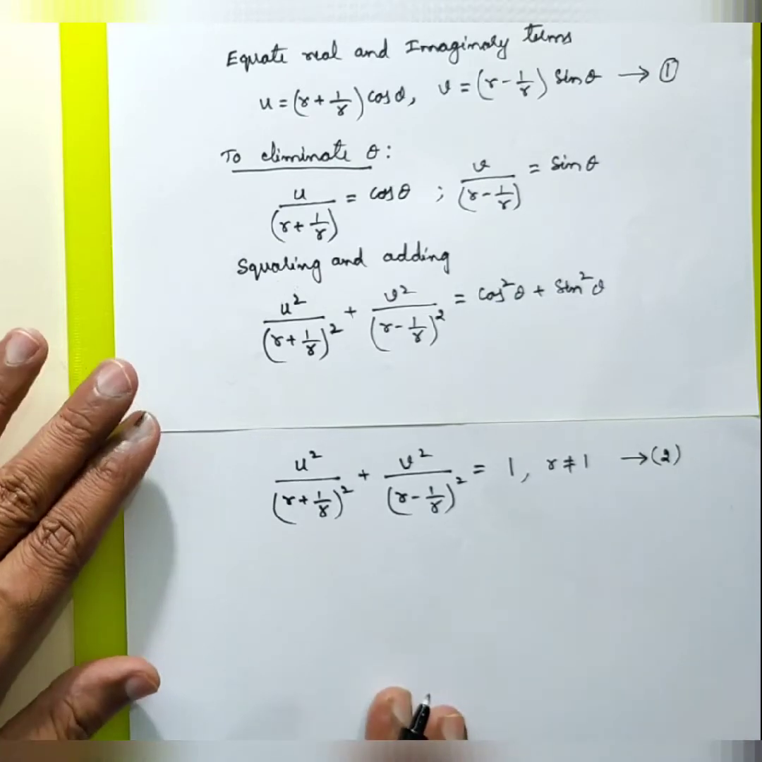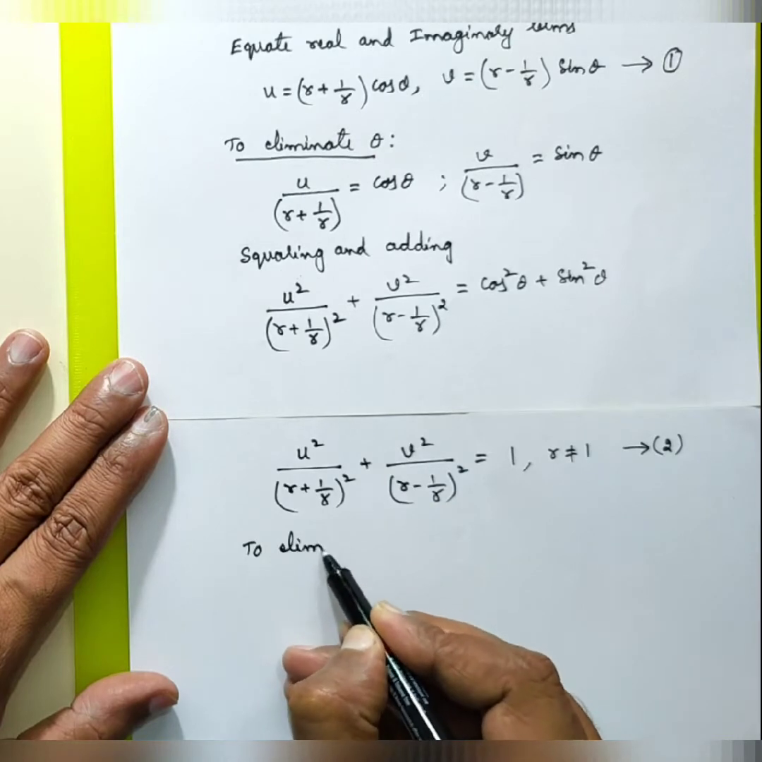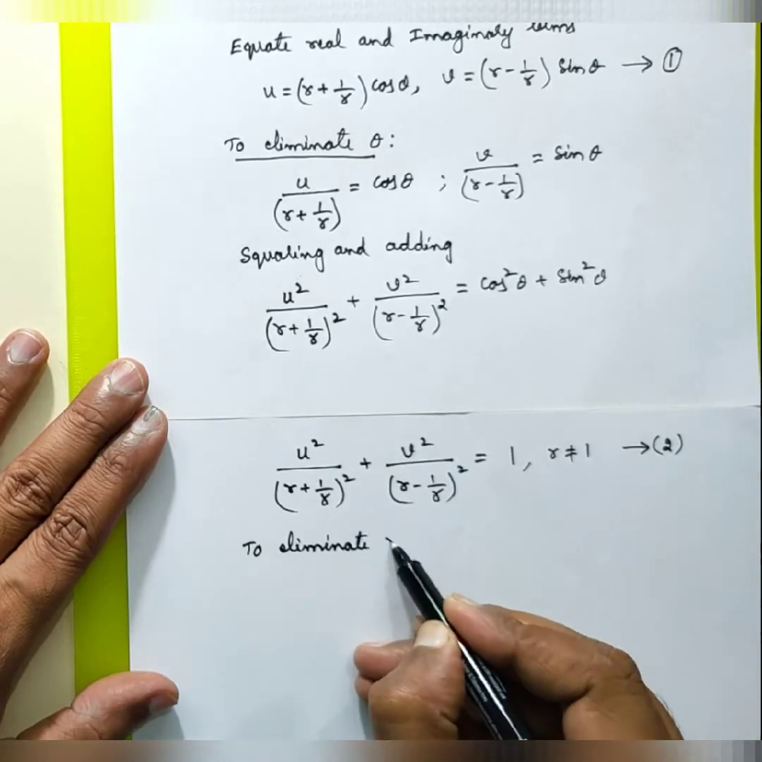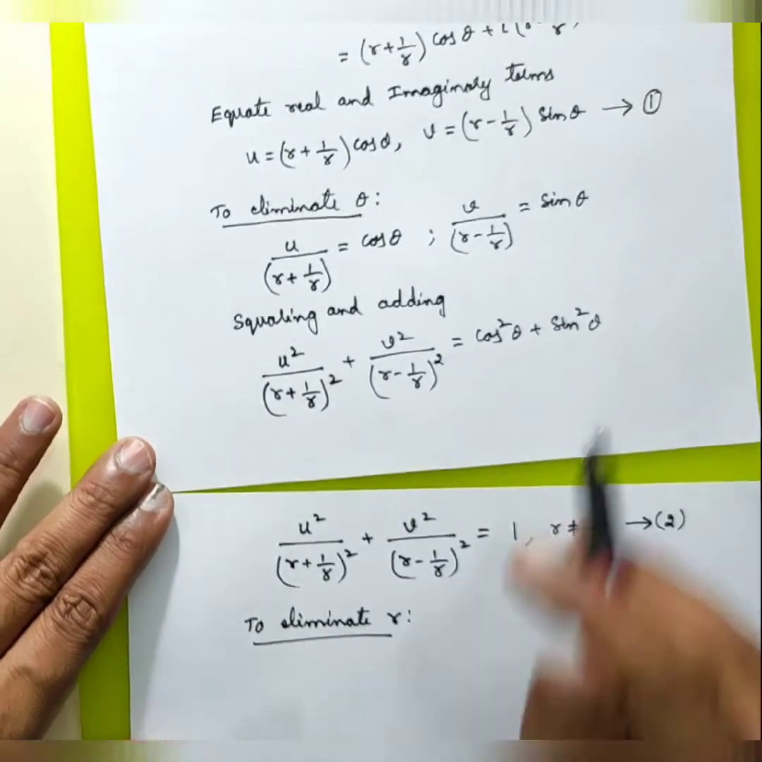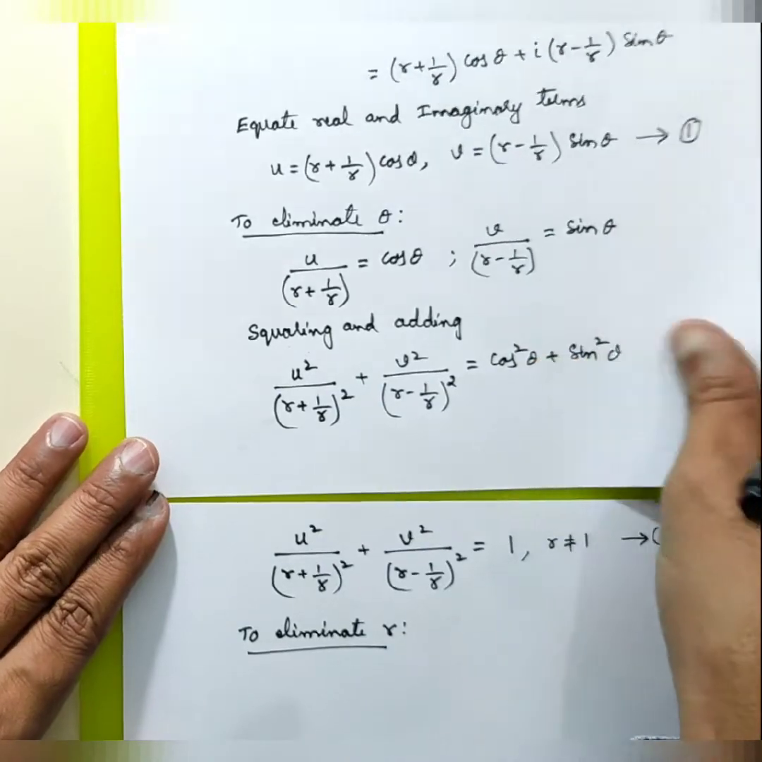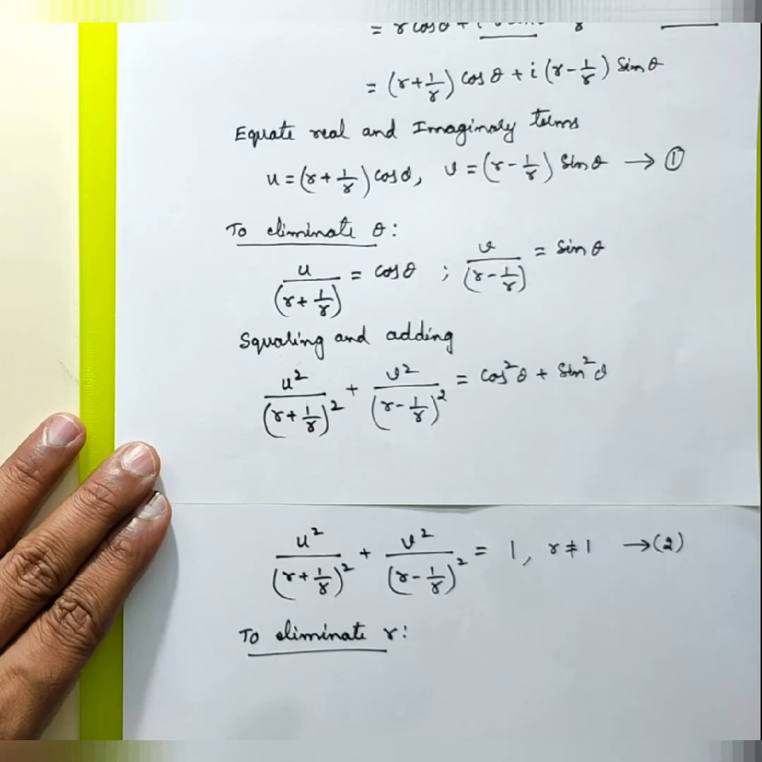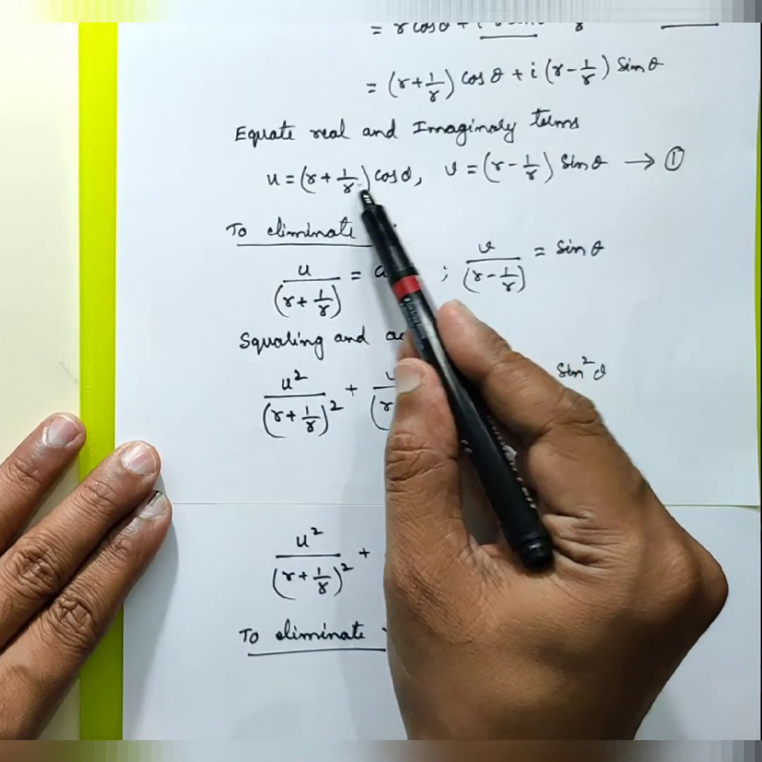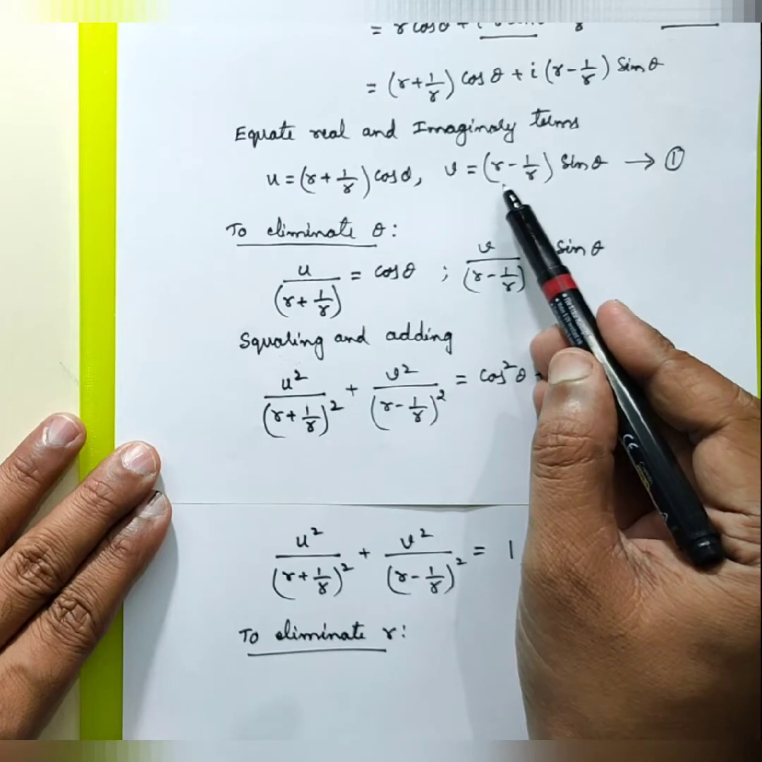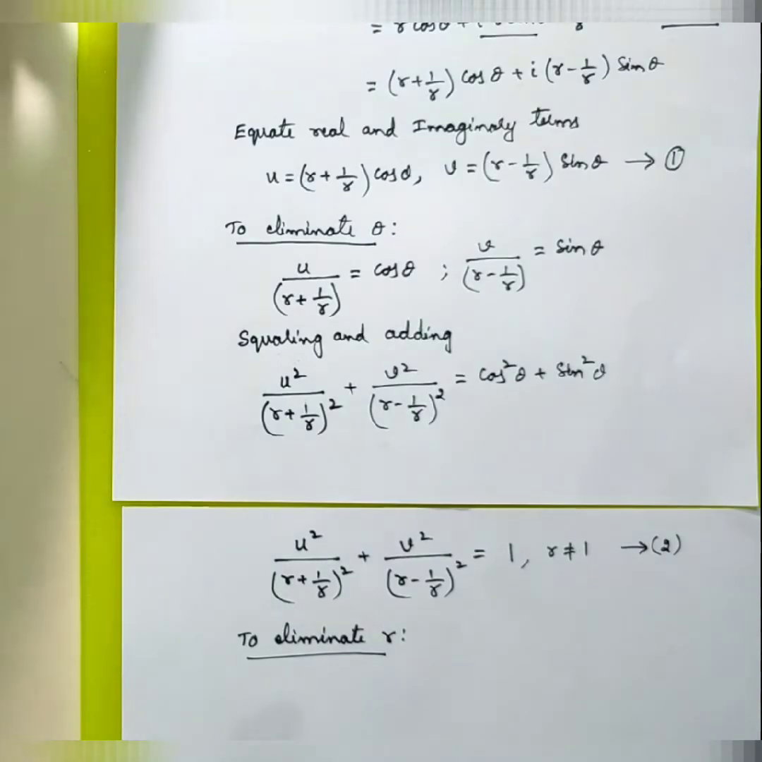Now similarly, we will try to eliminate the value of r. So to eliminate r, once again we will go back to equation number 1 that we have over here. From this particular equation, we have to eliminate the value of r. So for that, what has to be done? We will try to separate this r. So keeping this r plus 1 by r as it is, cross multiply this cos theta. Similarly here, keeping this r minus 1 by r, you just cross multiply this sin theta. Alright, so just write down that step here.